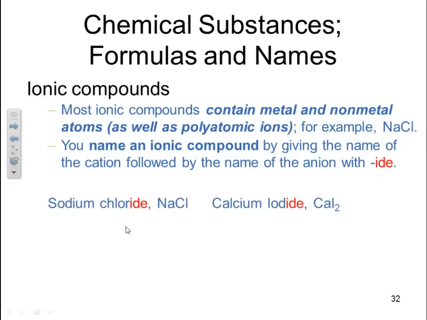Some simple examples. Sodium chloride. Well, Na is sodium. We name it the name of the atom, which is sodium. Cl is chlorine. We take that INE and change it to IDE, so you get sodium chloride. Calcium iodide, take the INE on iodine and change it to iodide. Potassium bromide, same thing. Use potassium the way it is, the name of the atom, and then bromine, we change to bromide.